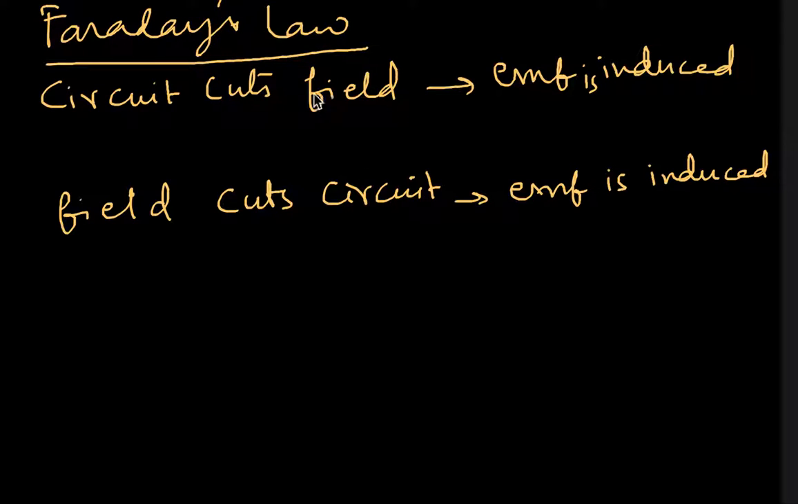So in this first one, the circuit is cutting the magnetic field. That means the field is stationary, whereas the circuit is moving. So a moving electrical circuit cutting a stationary magnetic field induces an EMF. That EMF is called dynamically induced EMF.